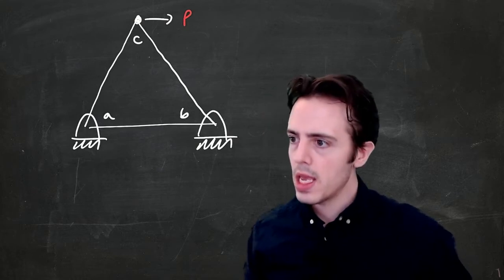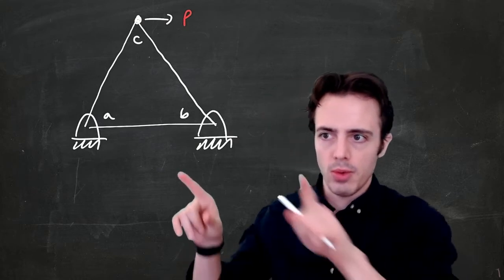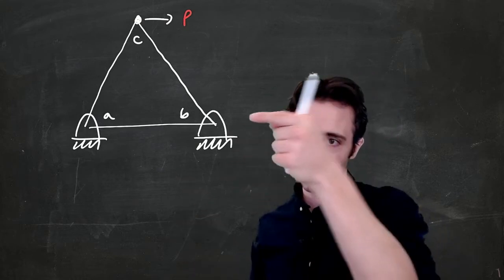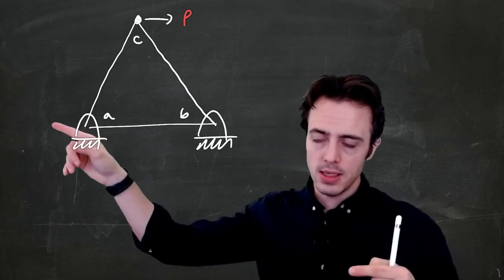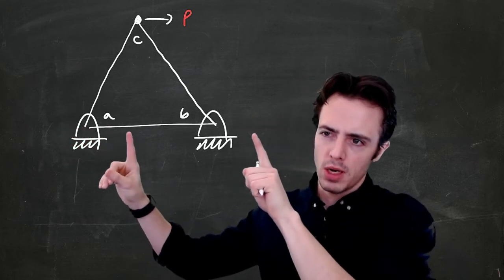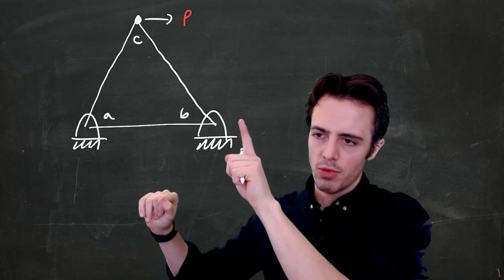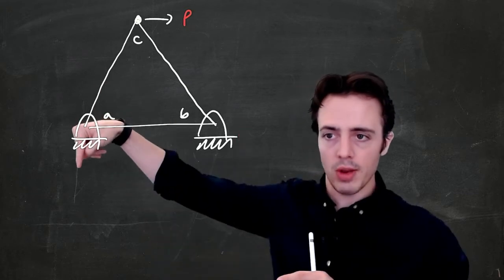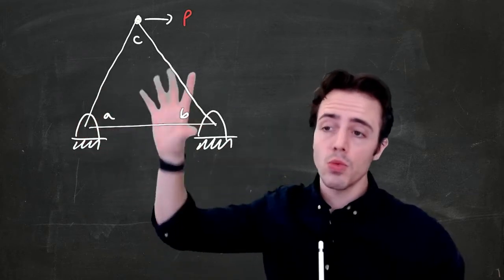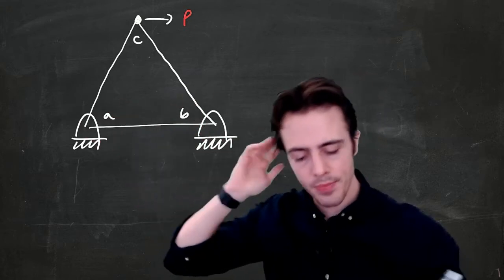So we solved this whole structure. We found that we would have a reaction of half P here, half P here, and then we had the two other reactions which were, I think, P times root 3 on 2 and P times root 3 on 2 here, and then we had the internal forces. We could have solved everything in terms of P here.